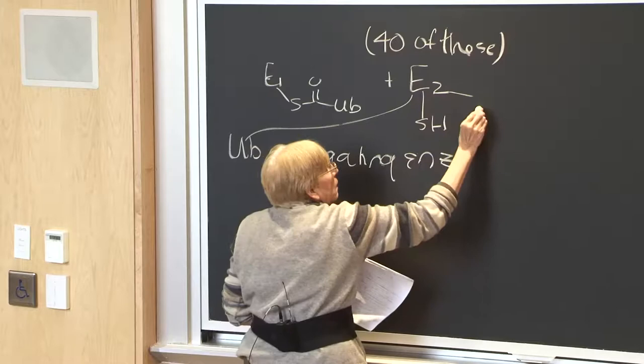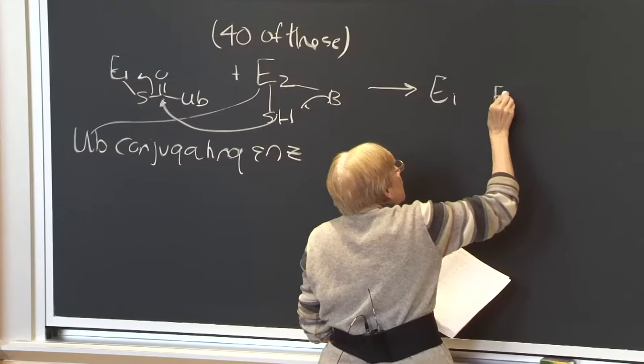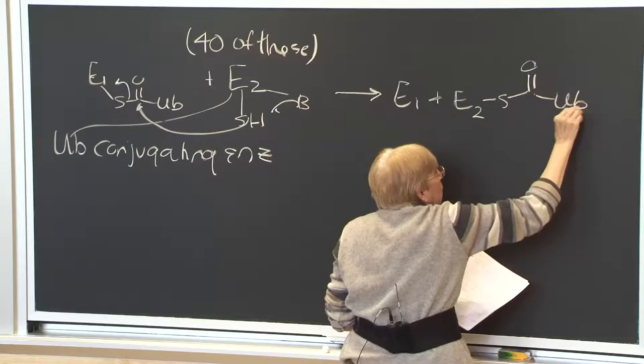So again, you have base, and you liberate E1, and now what you have is E2 with the attached ubiquitin.